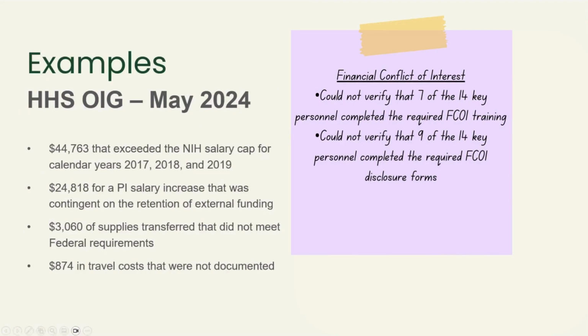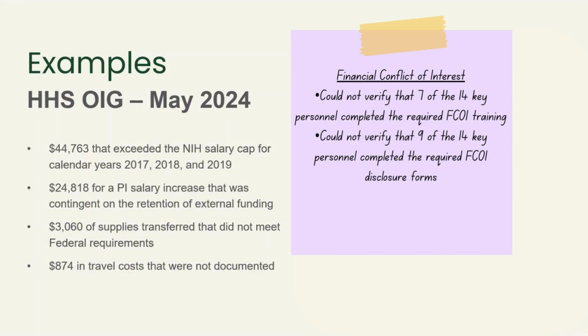During that review, this one also had financial conflict of interest concerns. While that's not necessarily a money thing, it was part of this audit sampling. They looked at the 35 individuals that were charged to this award, and they couldn't verify that 7 out of 14 key personnel had completed the required FCOI training. And they couldn't verify that 9 of the 14 completed the required FCOI disclosure form. HHS has pretty clear requirements that training be done every 4 years, and depending on the FCOI requirements at your institution, they couldn't confirm that these people had submitted one in the time required.